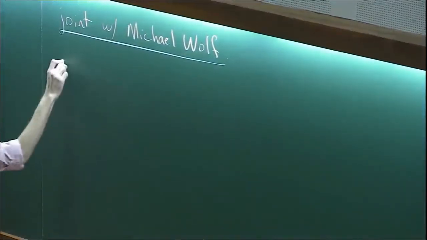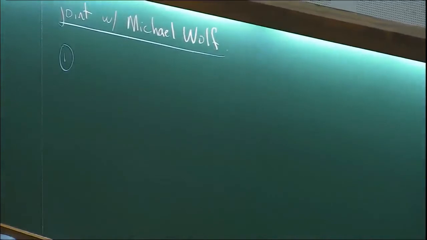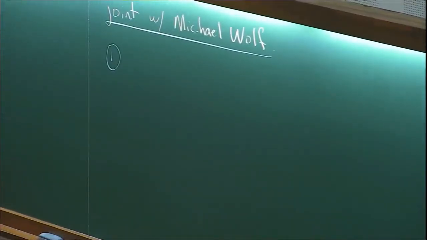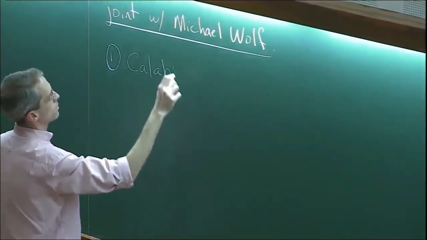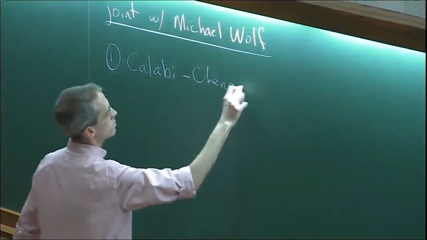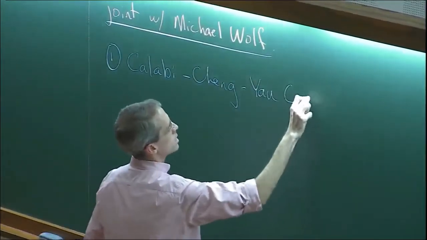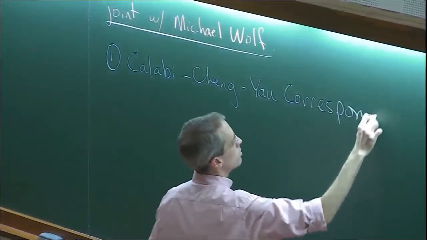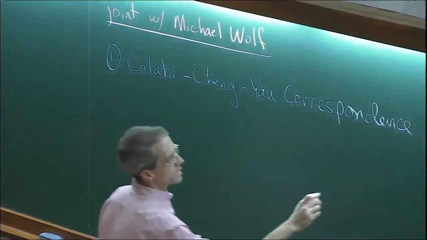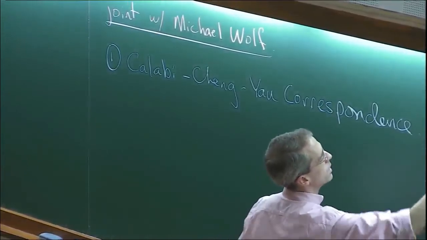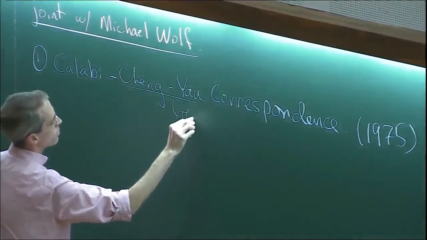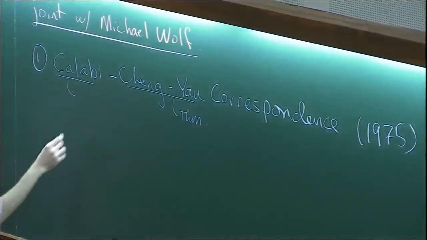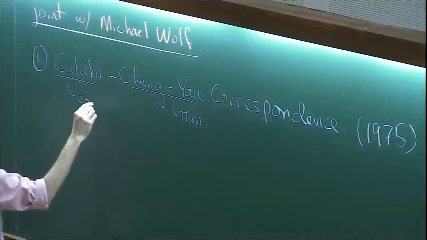So to start with, let me tell you about a fairly old and very general construction that our work studies a specific instance of. This will be what I call the Calabi-Cheng correspondence. I guess this dates from 1975. This is really a theorem of Cheng-Yau that resolves a conjecture of Calabi from the early 70s.